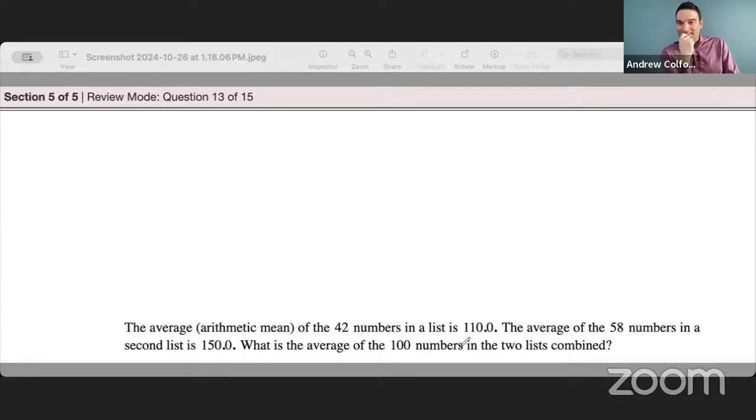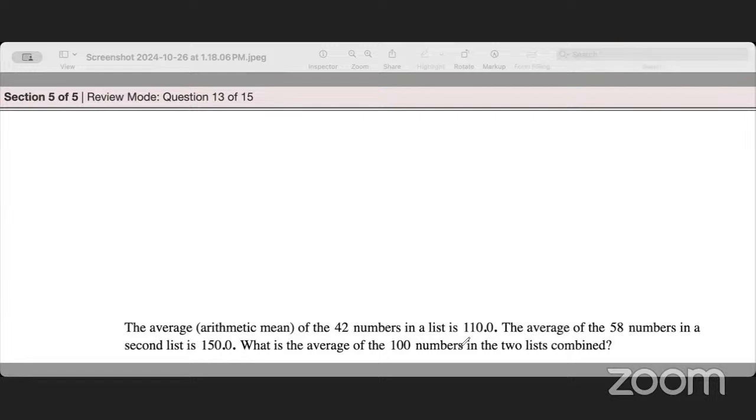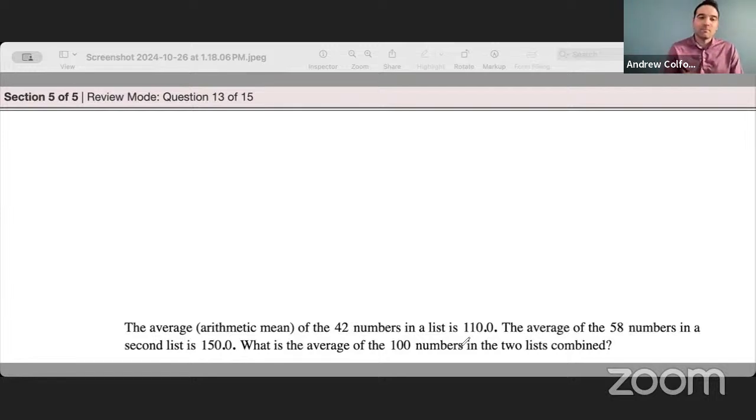Yes, that's right. Let's rewind though. Anytime I'm dealing with mean or average, I like to immediately write this to the side for myself. I call it the SNA formula. The sum of the numbers divided by the number of numbers is equal to the average. So we have two separate lists here.